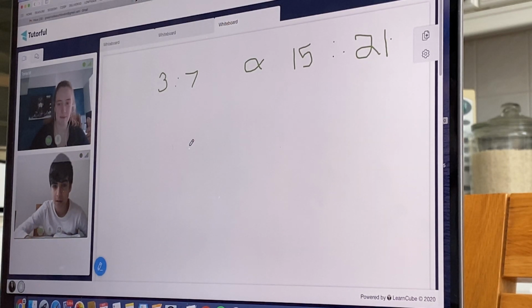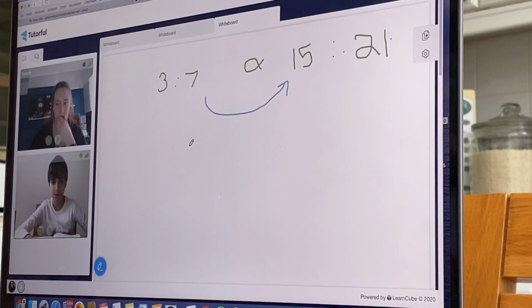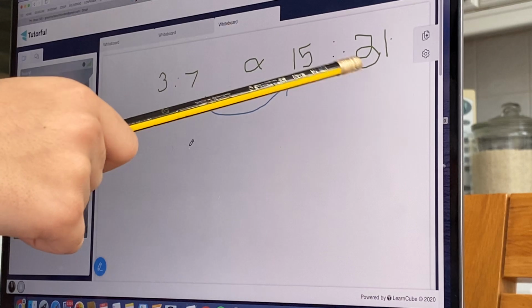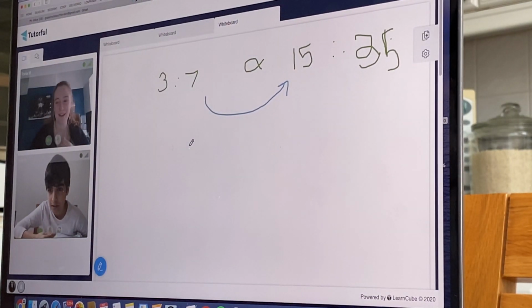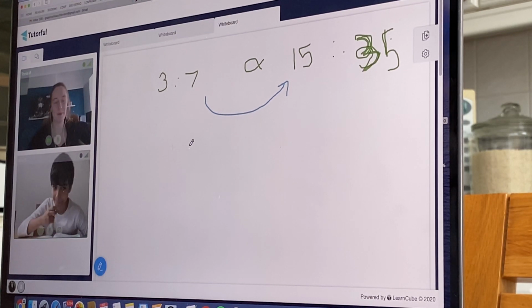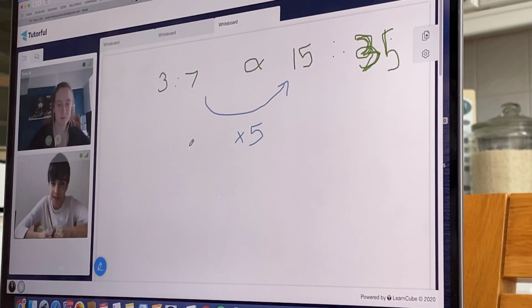What is that same number, do you know? Oh no, wait, I've written that wrong, because it's going to be 5. Yeah, 35. That was me trying to do two things at once. Good spot. So this one is proportional to this one because they both have this common multiple.